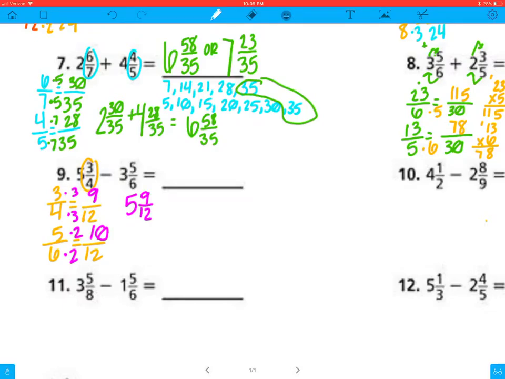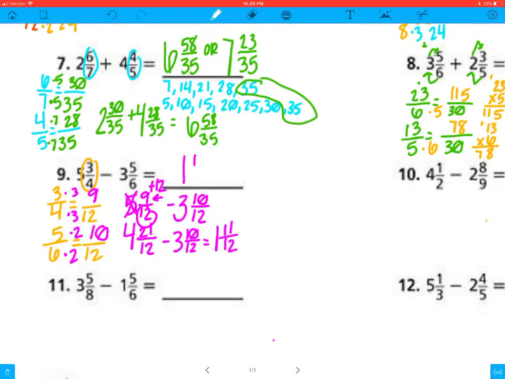So 5 and 9/12 minus 3 and 10/12. Now I can't subtract the 10 from the 9, right? I can't have a negative number. But I do know that when I have a whole number, that's like saying, 5 complete 12 sliced pizzas that I have. So I borrow from there. I take that, and it becomes a 4, and I add the 12 to the numerator. 4 and 21/12 minus 3 and 10/12. It becomes 1 and 11/12, which is my final answer.